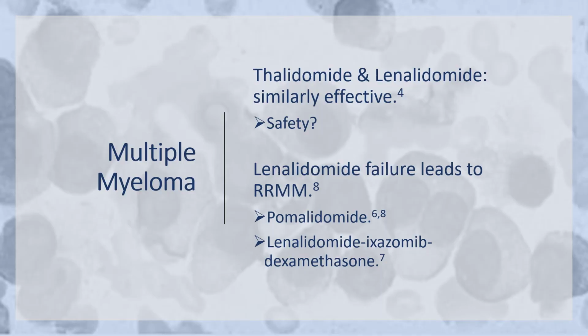Thalidomide, lenalidomide, and pomalidomide are most commonly used to treat multiple myeloma. Studies show that thalidomide and lenalidomide are similarly effective, but there are more safety concerns over thalidomide. Sometimes lenalidomide fails to successfully treat multiple myeloma, and patients develop relapsed or refractory multiple myeloma. In this case, pomalidomide has been shown to be effective. One study demonstrated that a second treatment of lenalidomide in combination with ixazomib and dexamethasone is also effective.